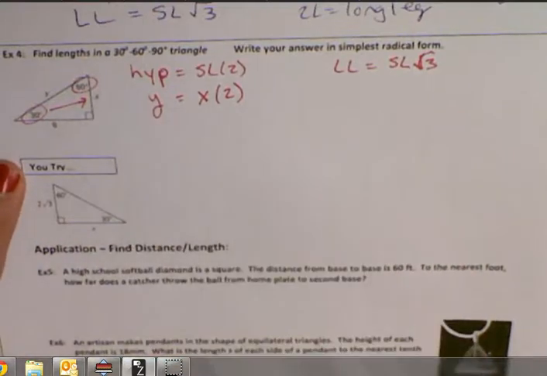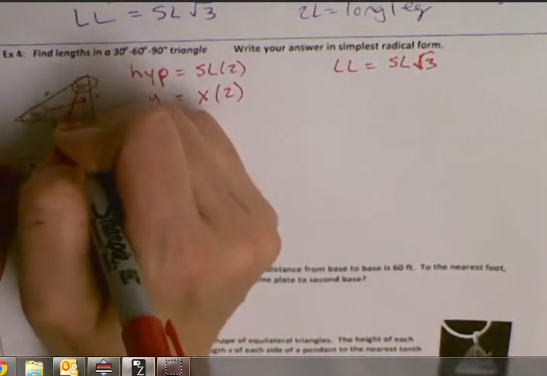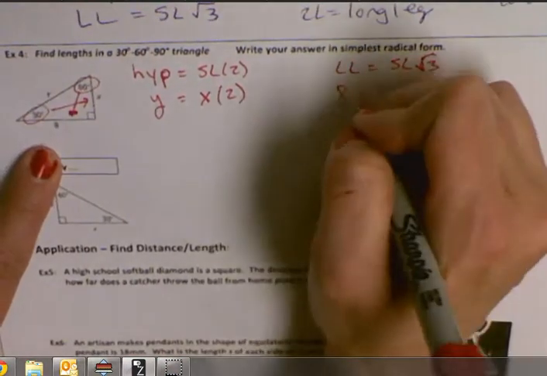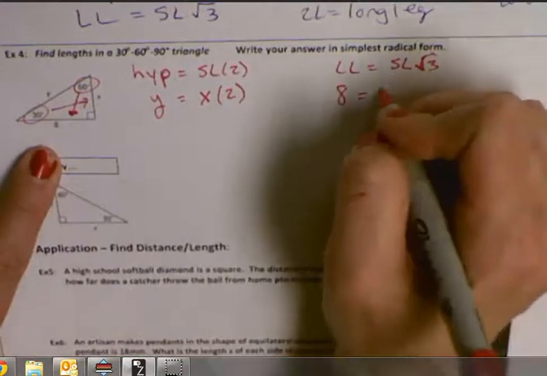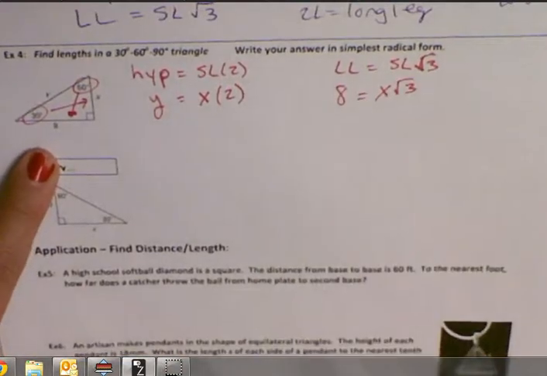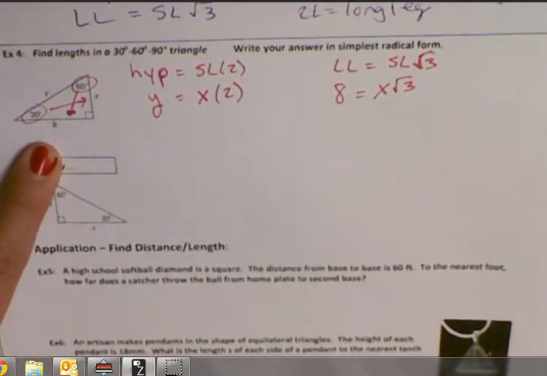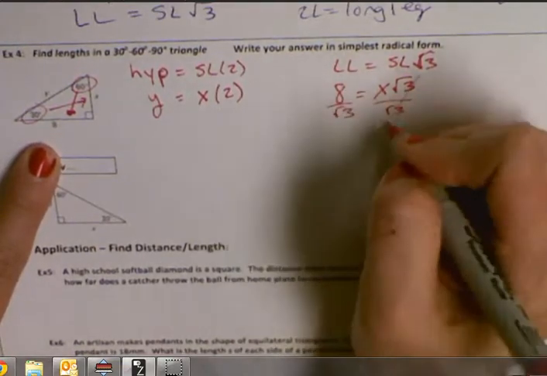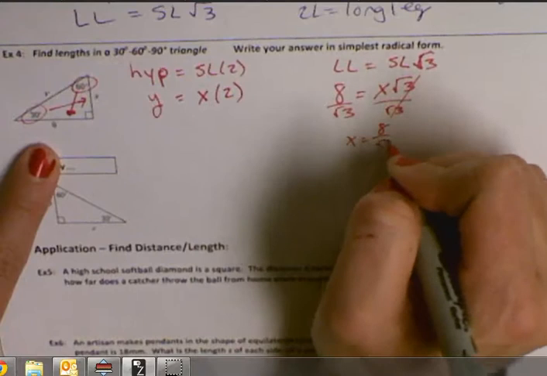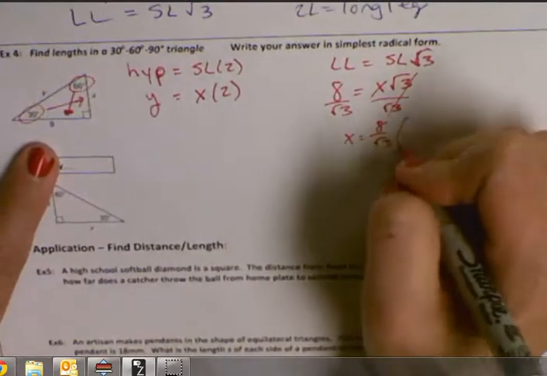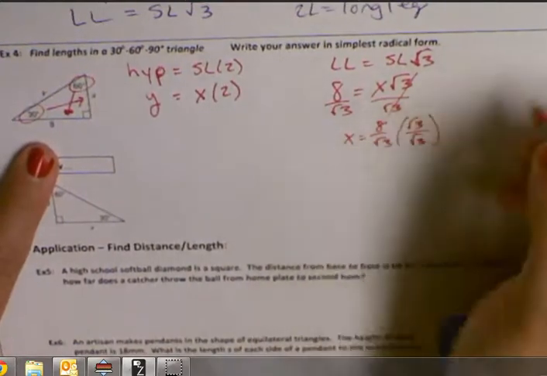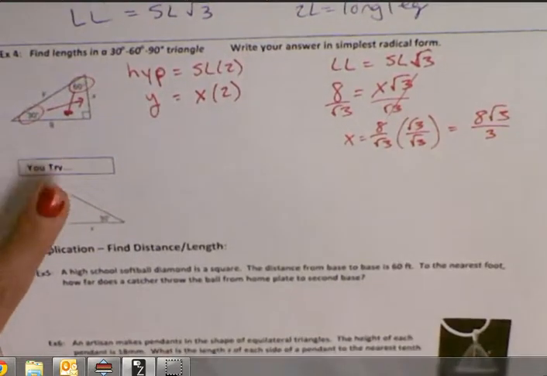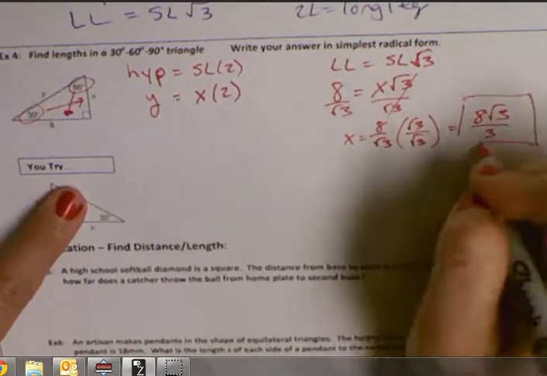So let's see if the long leg helps. The long leg is across from the larger angle, so my long leg is 8, equals my short leg we defined as x rad 3. This one has one variable, so I can solve for x. I'm going to divide both sides by rad 3, and I get x is equal to 8 over rad 3. We need to rationalize that ratio because we cannot leave it with a radical in the denominator, and we get 8 rad 3 over 3. That's my x, or my short leg.